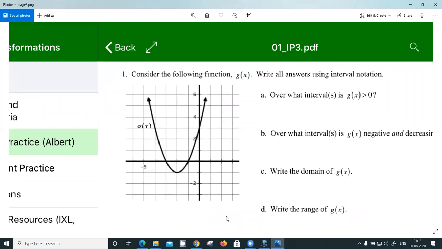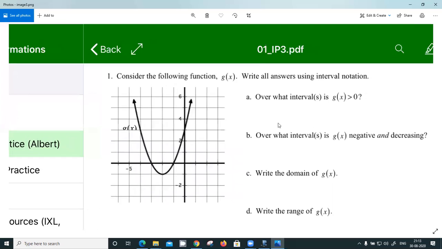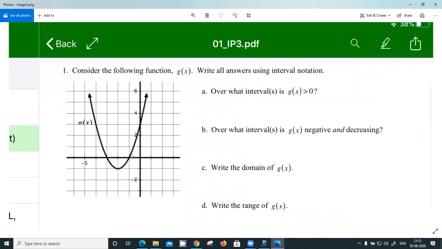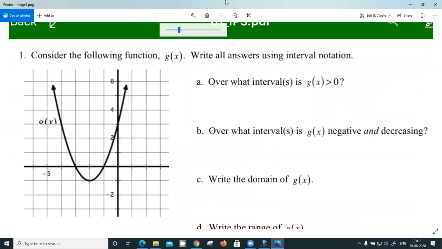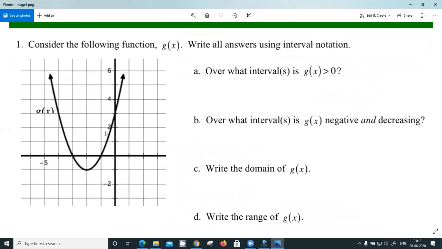So consider the following function, g of x. Write all the answers using the interval notation. Over what intervals is g of x greater than 0? So what is the answer of the first one?